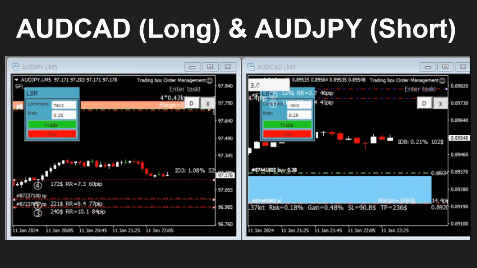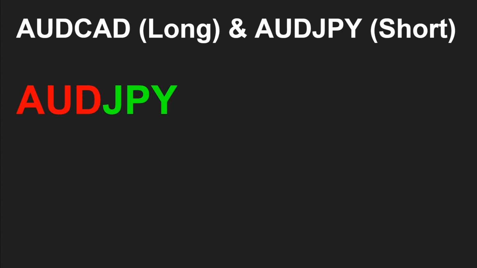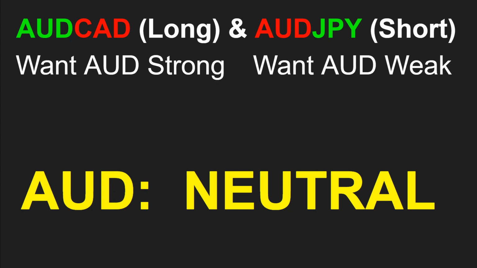The true beauty of hedging is I don't care if a currency goes up or down. I can make money either way. Let's think about what's going on behind the scenes. When we're long AUD CAD, we want AUD to be strong and CAD to be weak. We're short AUD JPY, so that means we want AUD to be weak and JPY to be strong. On the left, we want Australian dollar to be strong. On the right, we want the Australian dollar to be weak. Therefore, we're actually neutral on Australian dollar.